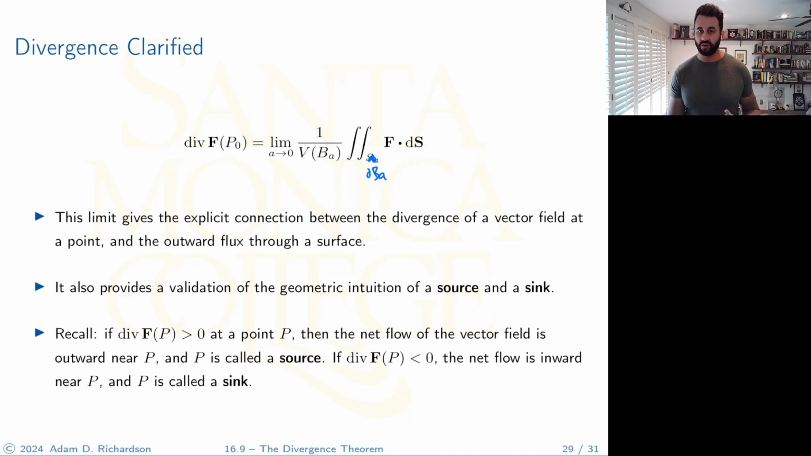I mentioned these earlier in the course, just to remind you all, what is a source and a sink? Well, if the divergence of a vector field at a point is positive, then the net flow of the vector field is outward near that point P, and we call P a source. It's like things are coming from that point. That's why we call it a source. Now, if the divergence of a vector field F at a point P is negative, then the flow is inward. Things are flowing inward to P, and we call that a sink, which makes sense, right? Think about a sink, like it's actually flowing into the sink. That's the idea.